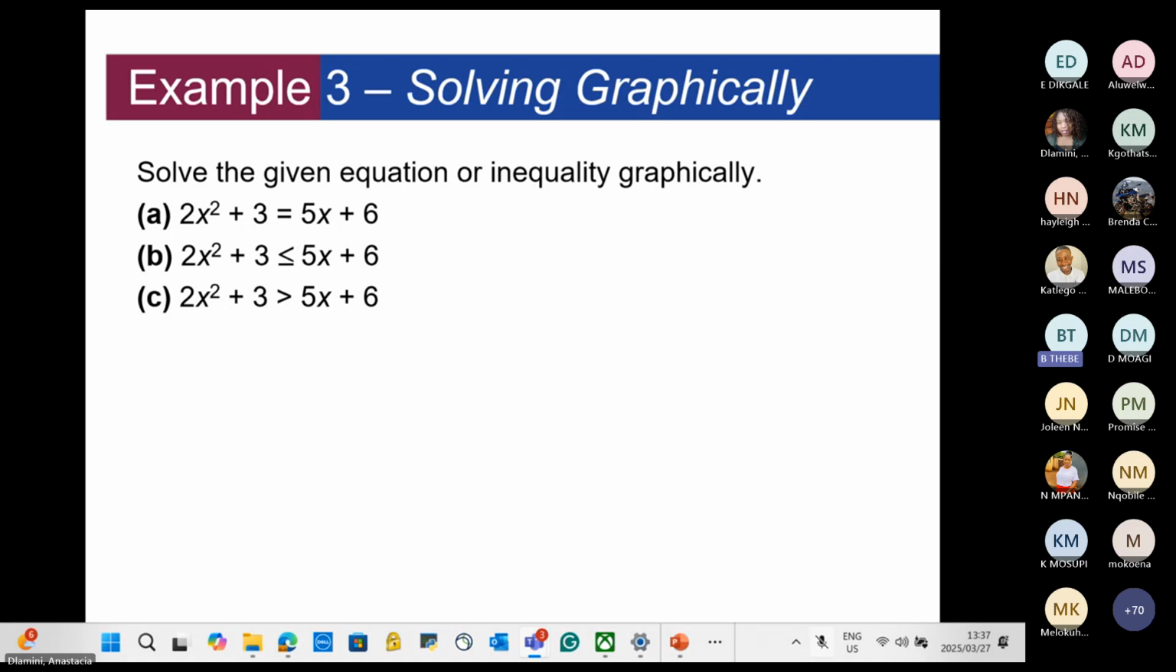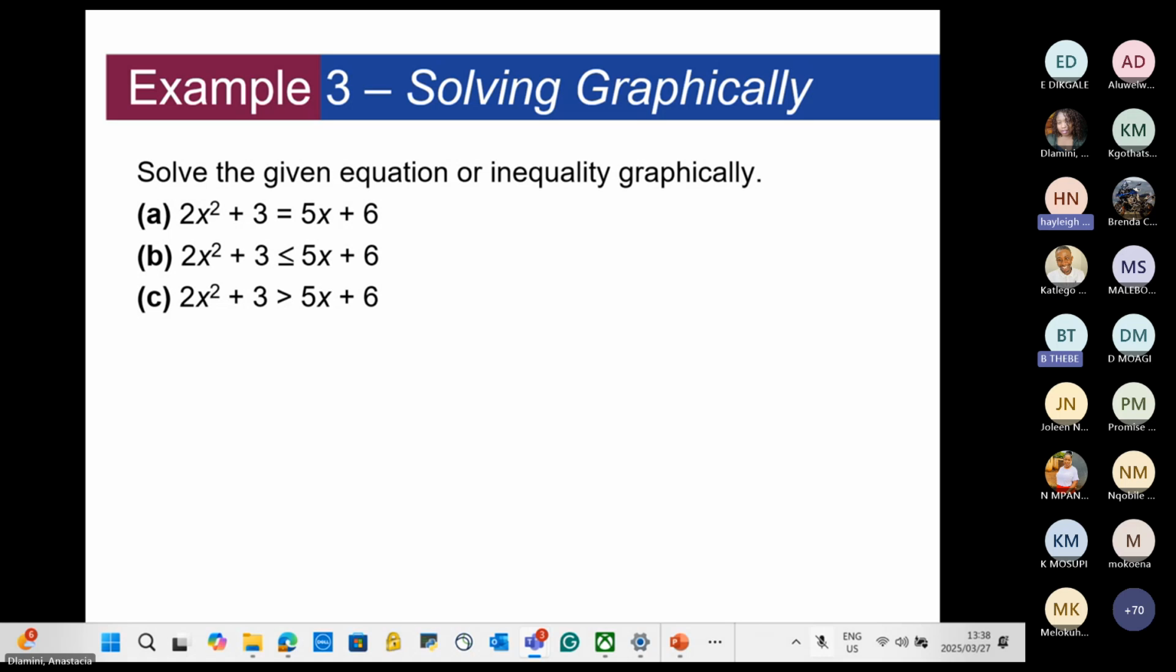And then for B, we do the same thing. Draw both the graphs, but see where the first graph is less than or equals to the second graph. Just like that. So with C as well, I think that's how we do it, because it says graphical. They didn't say we must solve the equation. But what about B and C? Same thing, but it says less or equals to.